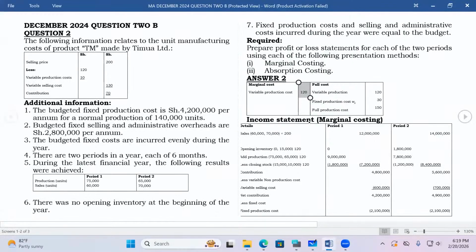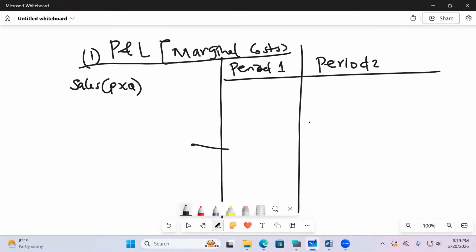If you look at these notes, you can see here the following information relates to the unit manufacturing costs of product TM made by Timua. And you can see the selling price given there is 200. Now, ladies and gentlemen, this is where we are. So you're saying that here I can talk of price times quantity or quantity times price.